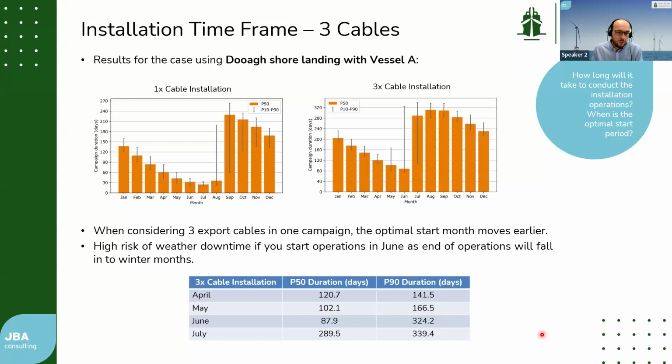And in this case, a wind farm developer might want to look at starting the installation in April, because the risk of our P90 is much smaller compared to our P50. Yes, it's more expensive, but it's the less risky option. And then starting in May is a slightly cheaper option from our P50, but a slightly higher risk. But June, we see that really increase. And then in July, our P50 really shoots up for our campaign duration. So we can see that here, the difference between our P50 and P90 in June is 236 days, which is really quite significant.